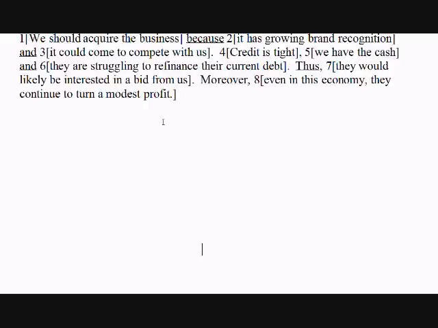Now that we have the premises and the conclusion claims all numbered, it's sometimes helpful to rewrite the argument with simply numbers and the premise and conclusion indicators. To do so, we would basically do this. 1, because 2 and 3, 4, 5 and 6, thus 7, moreover 8.